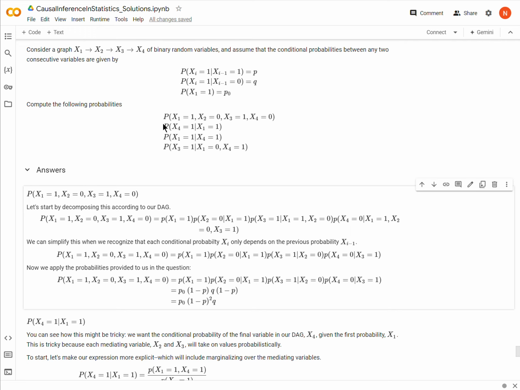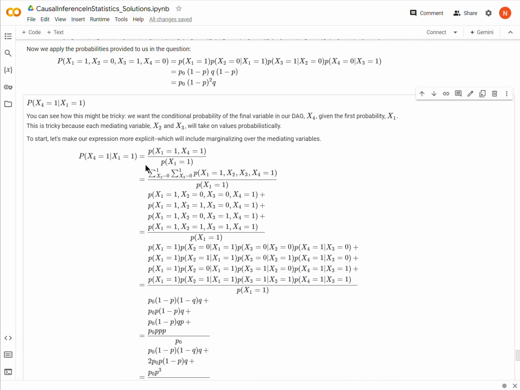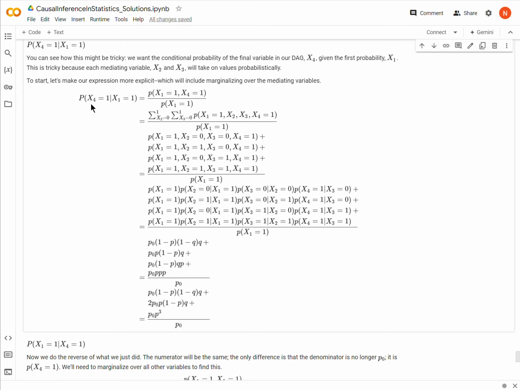Now we're going to a conditional probability: the probability that x4 equals 1 given that x1 equals 1. This is interesting because x4 does depend on x1, but the effect of x1 is being mediated by x2 and x3, so we have to find a way to deal with that. First, let's rewrite this using the definition of a conditional probability, which is the joint probability divided by the conditioning probability.